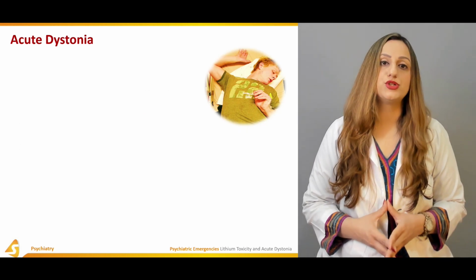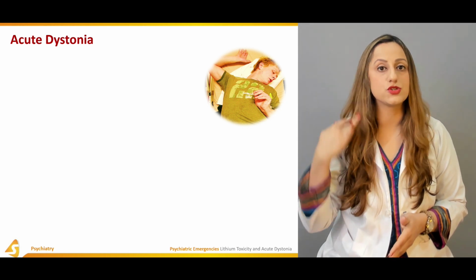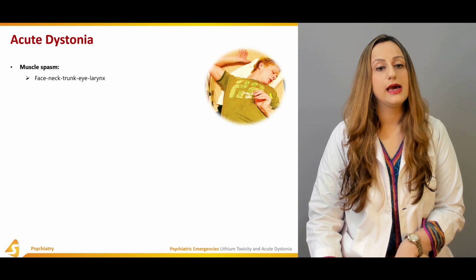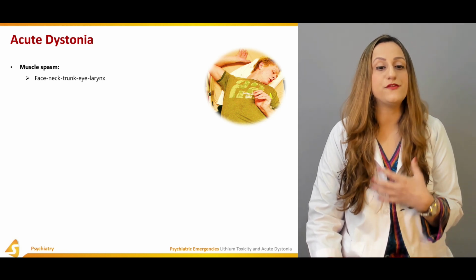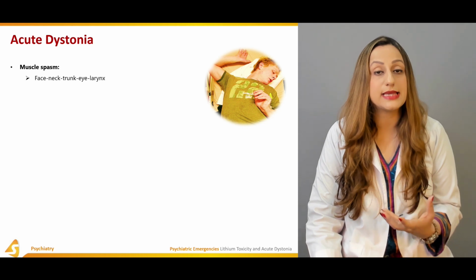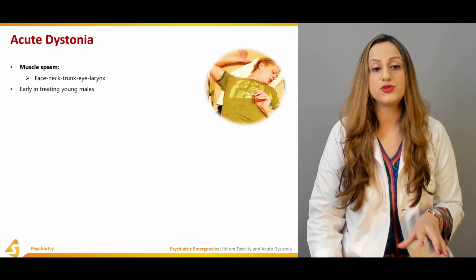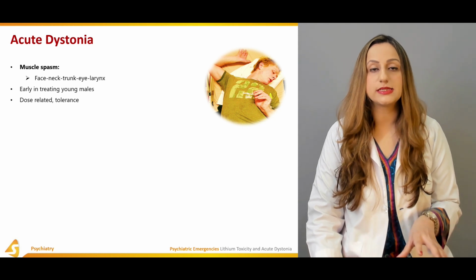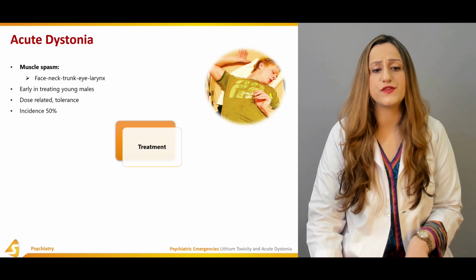Another psychiatric emergency which we have to deal with is acute dystonia, which is observed in a lot of individuals. Muscle spasm is observed in these individuals, ranging from the face, neck, trunk, and eyes, and even the larynx is sometimes involved. It occurs early in treatment, in young males, and is dose-related and tolerance is observed. The incidence is almost 50%.